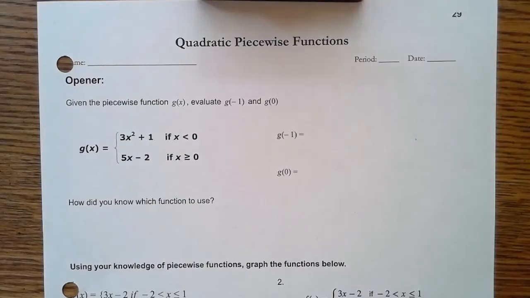Okay, so the word piecewise should be familiar. We did it in absolute value. We are literally going to break our graph up into pieces. So let's start with the opener. Given the piecewise function g of x, evaluate g of -1 and g of 0.